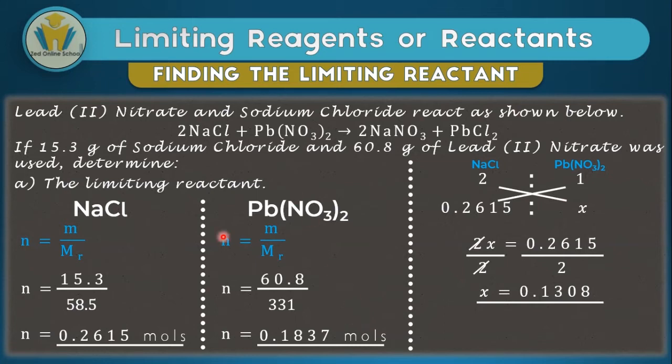Hence, if this lead 2 nitrate is more than required, it means it's the one in excess. Therefore, the one that is the limiting reactant, or the one that is in small amount, is the sodium chloride. Therefore, when this 15.3 grams of sodium chloride depletes, the reaction stops because there's nothing to react with this remaining lead 2 nitrate. Hence, we found the limiting reactant.